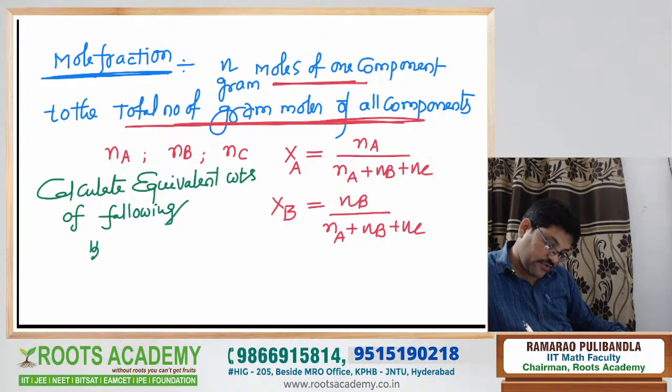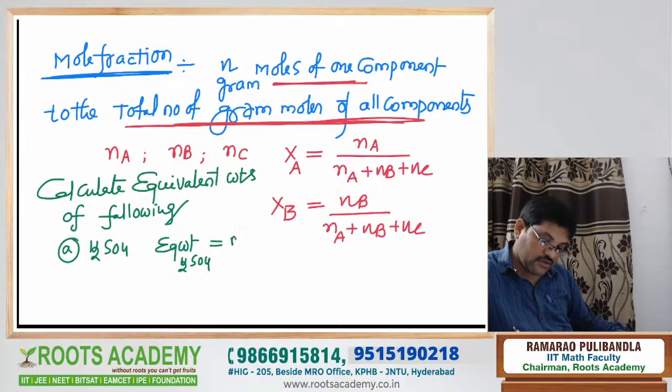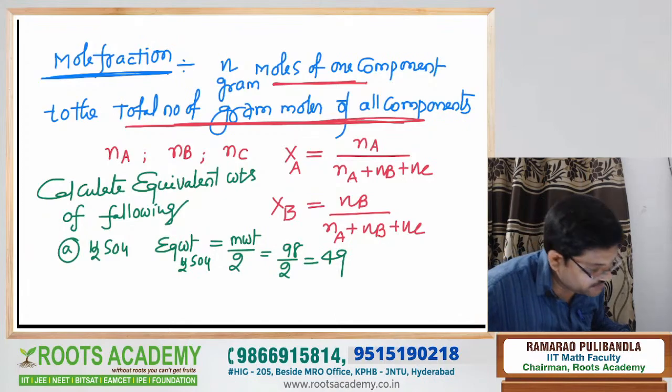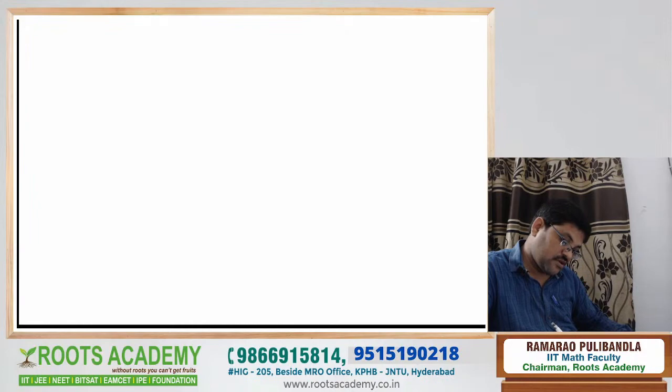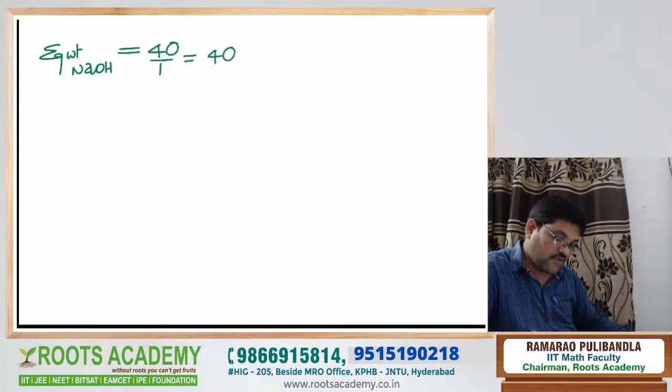First one, sulfuric acid. How do you get its equivalent weight? The equivalent weight of sulfuric acid, H2SO4, is equal to molecular weight by the number of H+ atoms. Its molecular weight is 98 by 2, that is equal to 49. That's the equivalent weight of sulfuric acid. Come to the equivalent weight of NaOH. How do you get it? The equivalent weight of NaOH: its molecular weight is 40 by 1, that is equal to 40.